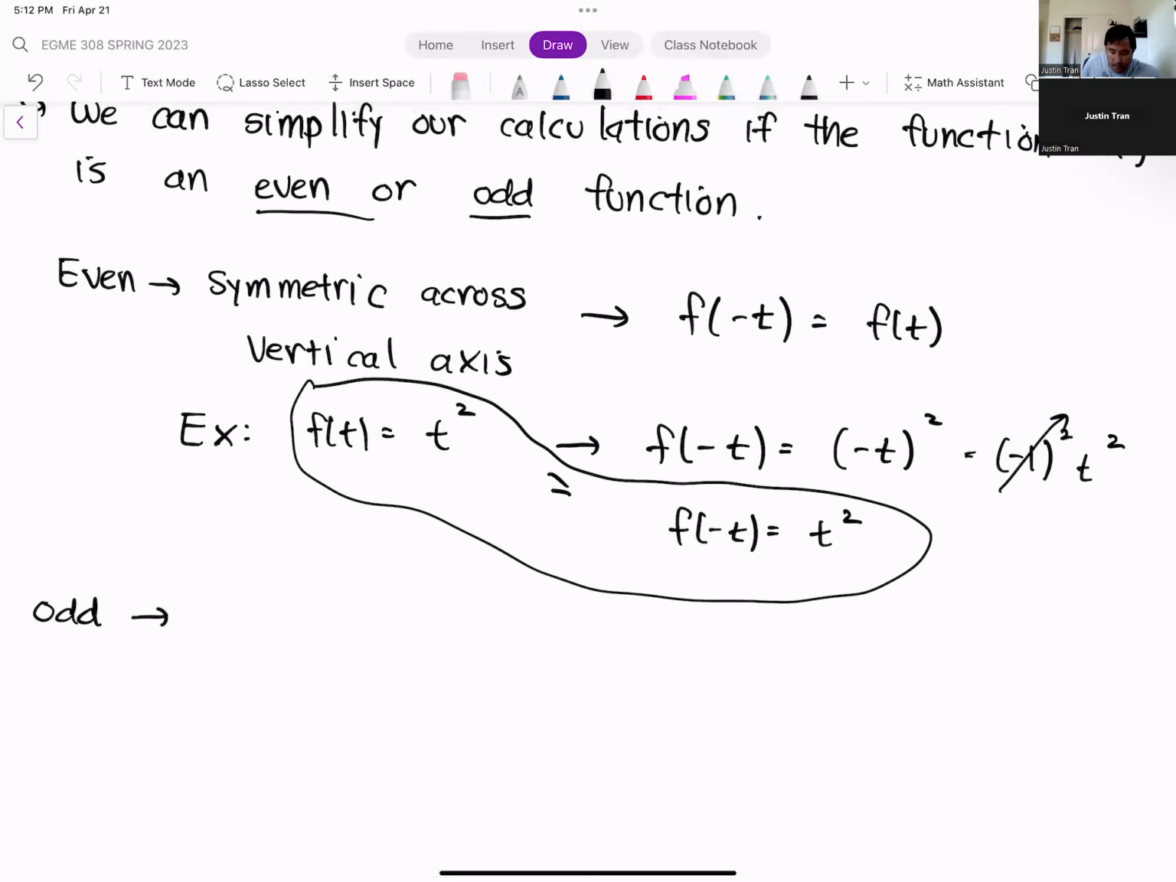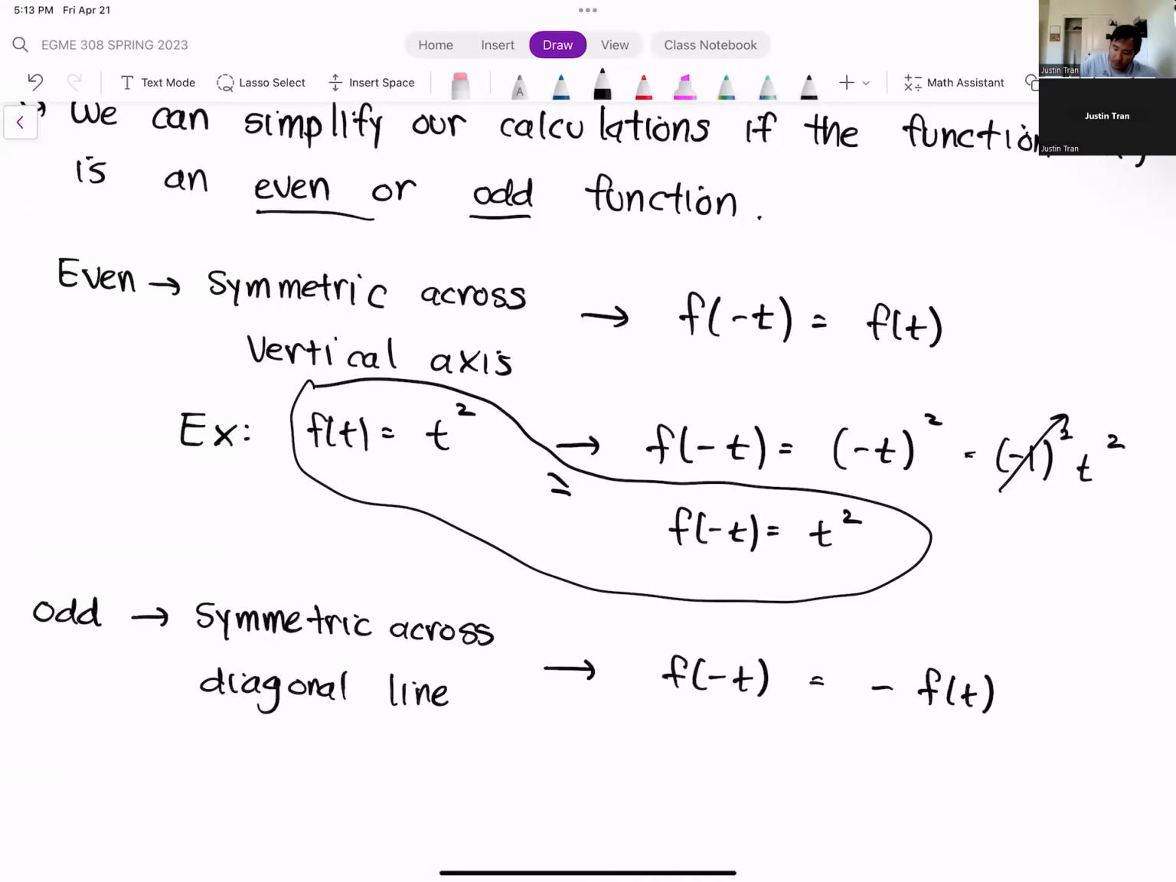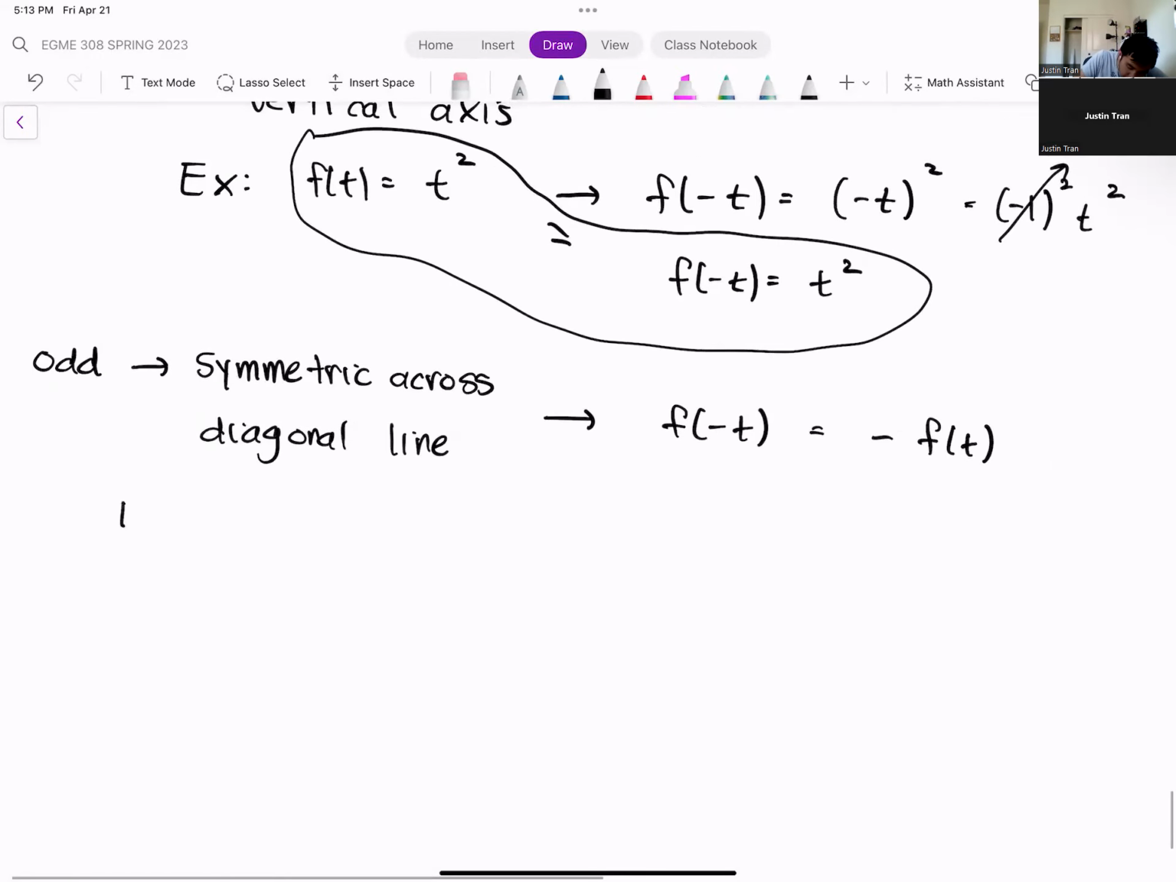All right, so an odd function is symmetric across a diagonal line. But the easier way to figure this out is to check the function itself. You're going to take the same function, plug in minus t, and what you should get is minus f of t. Let me give you an example with the piecewise function, which is more likely what you're going to receive in the exam. Let's take one example from the homework.